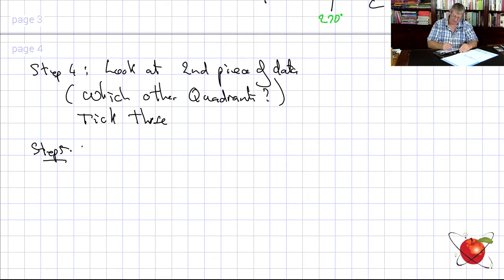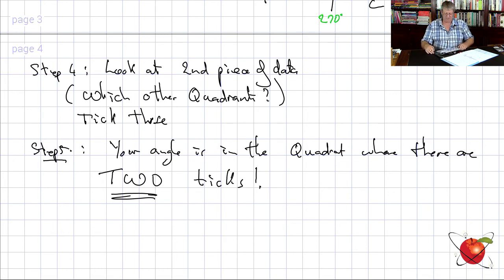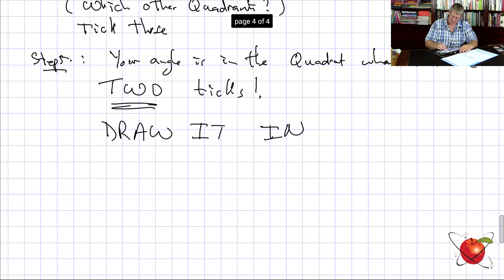Step 5. What's the next one? We say your angle is in the quadrant where there are 2 ticks. So step 5, your angle is in the quadrant where there are 2 ticks. Draw it in.